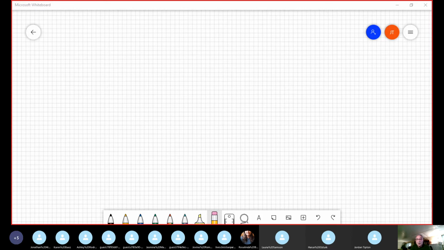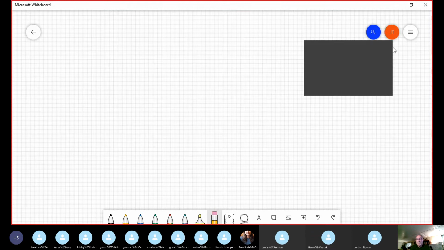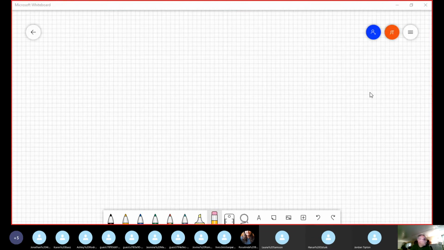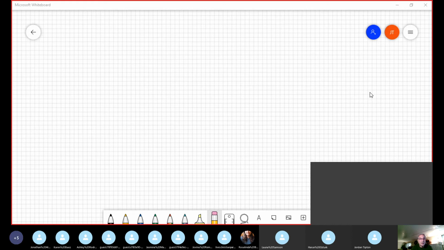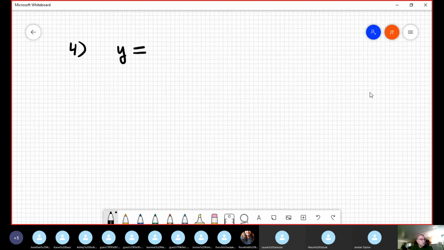Okay. Whiteboard. Do you see the whiteboard? Question 4. Y is equal to minus (x plus 3) squared plus 5. Immediately you identify that you are doing one problem of the quadratic function again. But in this case, the quadratic function is expressed in vertex form. It's like that.